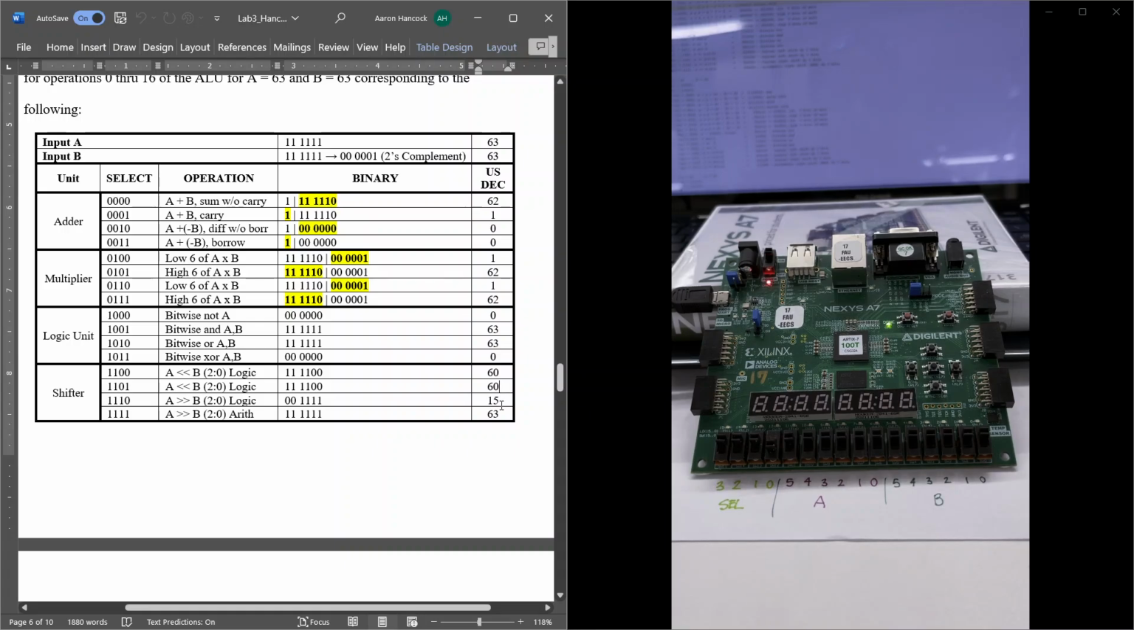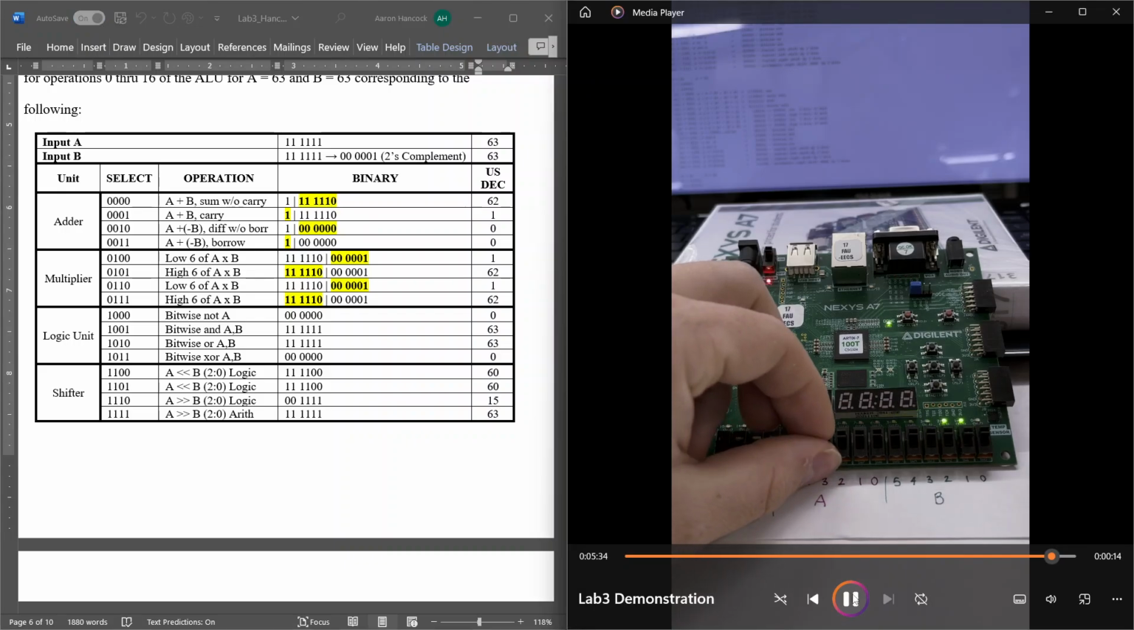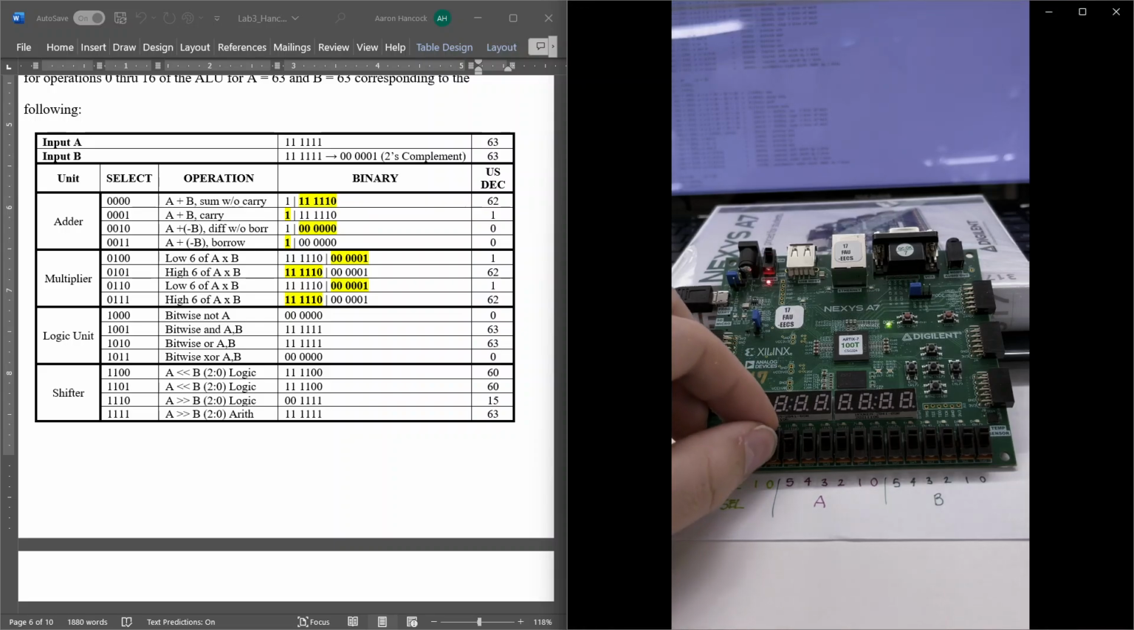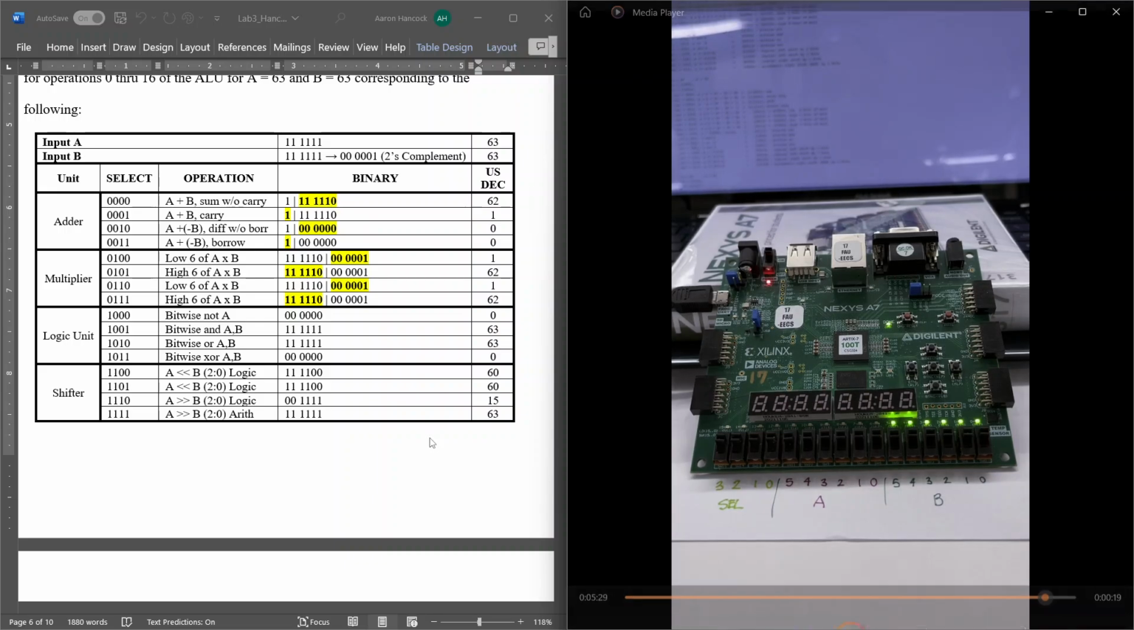For 14, we'll have a right shift by 15 bits. I'm sorry, I'm saying 15 bits, I mean 7 bits. We're using the lower 3 bits of B, which would be binary 7. And then as you saw for input 15, we have an arithmetic shift to the right by 7 bits, and so we brought in all ones.